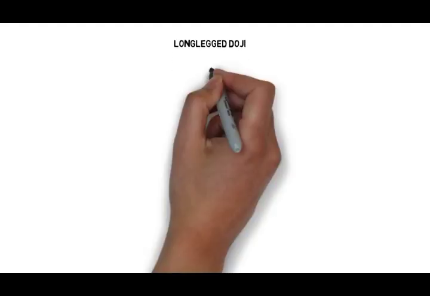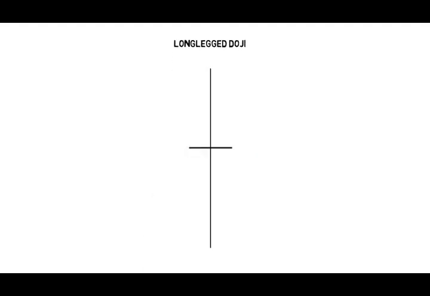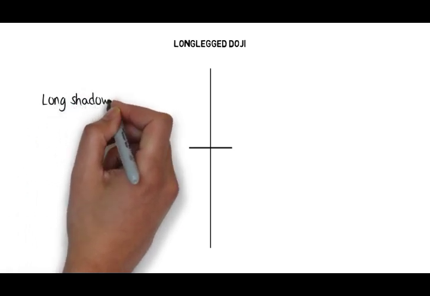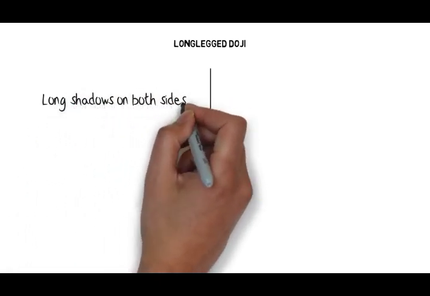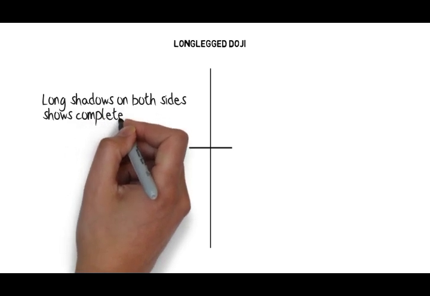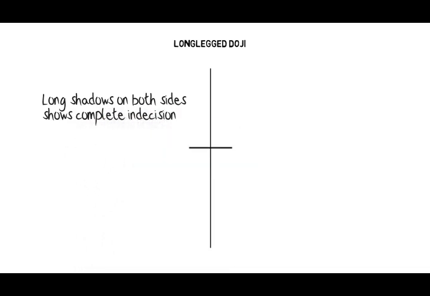The long legged doji is a candle that has the same open and closing price, but has very long shadows on both sides. This candle signal shows complete indecision between the bulls and bears, and is not advisable to trade on its own.